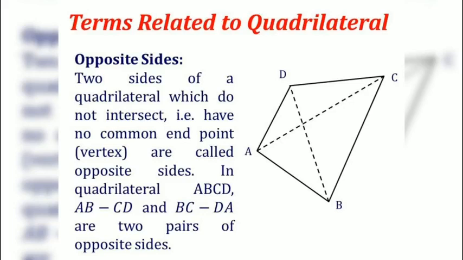Opposite sides: 2 sides of a quadrilateral which do not intersect, that means have no common endpoint or vertex, are called opposite sides. In quadrilateral ABCD, AB and CD, and BC and DA are 2 pairs of opposite sides.